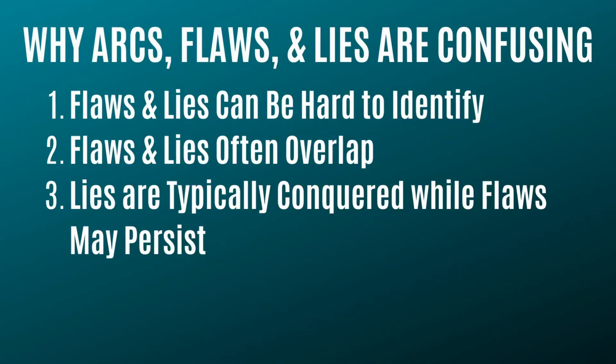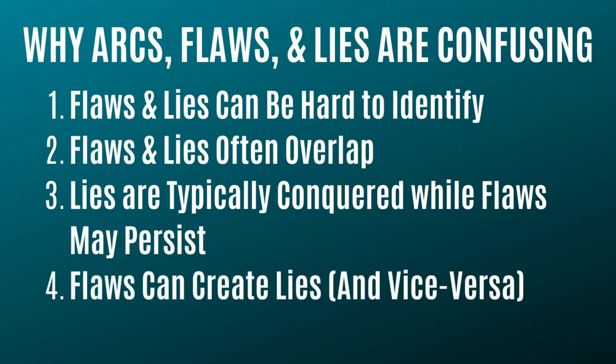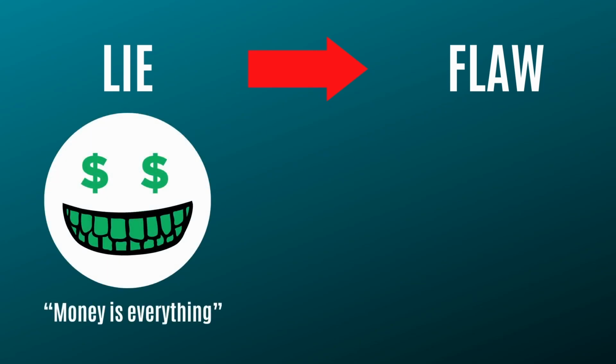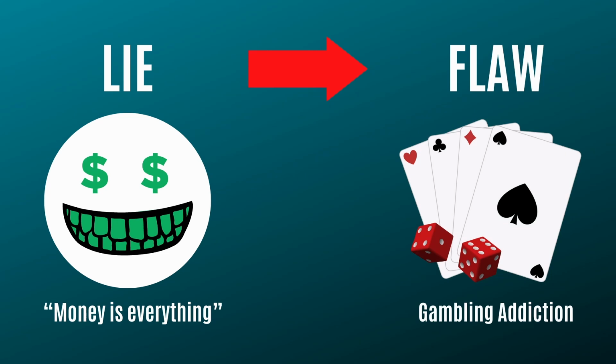Fourth reason for confusion is that flaws can create lies, and lies can create flaws. This goes back to how the two ideas overlap. One can create the other, like if a character believes the lie that money is the only path to happiness. If they believe that lie, they might develop a flaw like gambling addiction, and then that can create all sorts of problems. It can destroy them and their relationships while they're chasing that lie of being happy by making money.